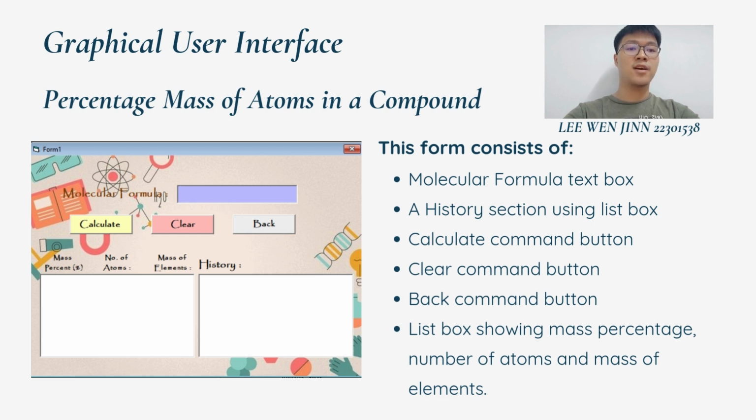For the result, we are using a list box to display our result. There are several results like percentage mass, number of atoms, and mass of each element. We also have a history box, also using a list box, to display the previous result, the previous percentage mass of the molecular formula entered.